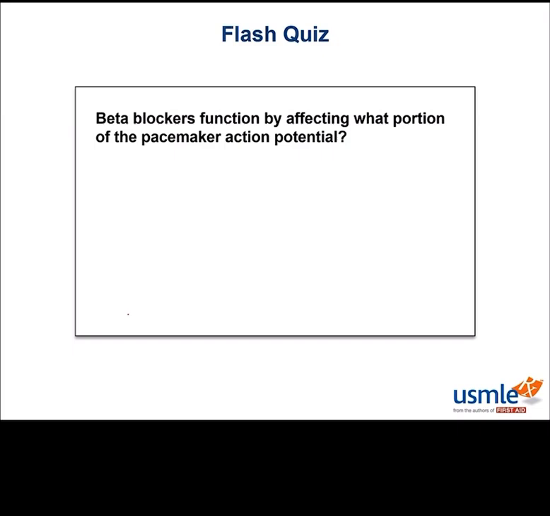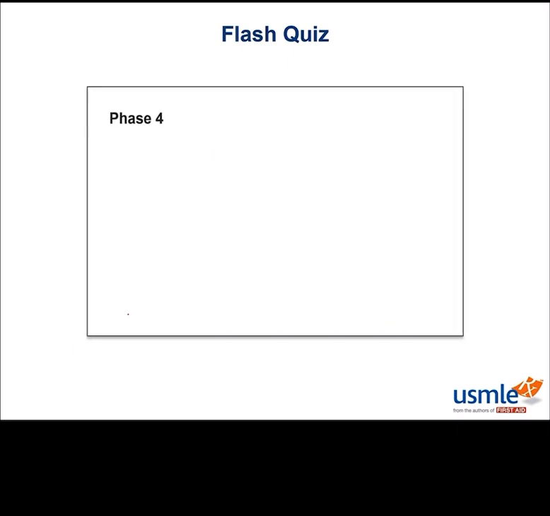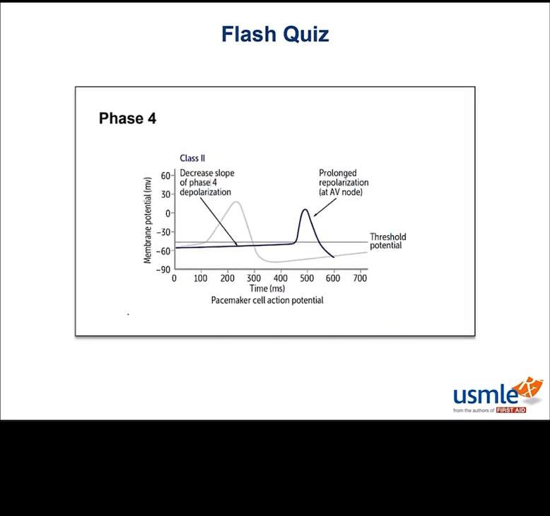Flash quiz time. Beta blockers function by affecting what portion of the pacemaker action potential? The answer is decreasing the slope of phase 4 of depolarization at the AV node.